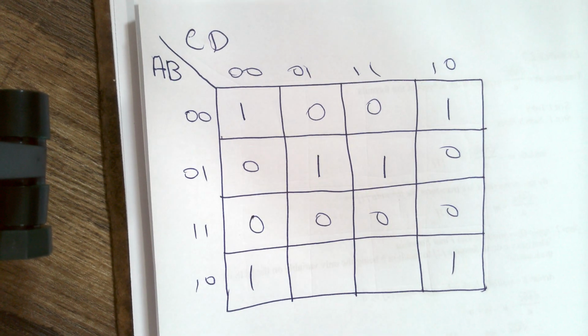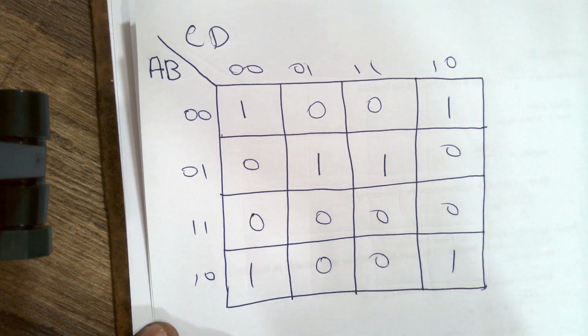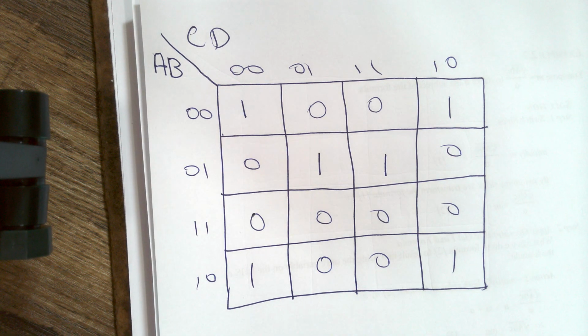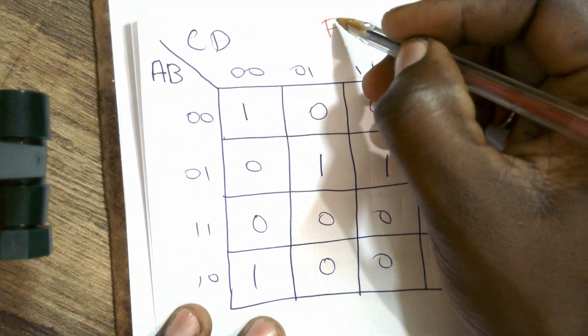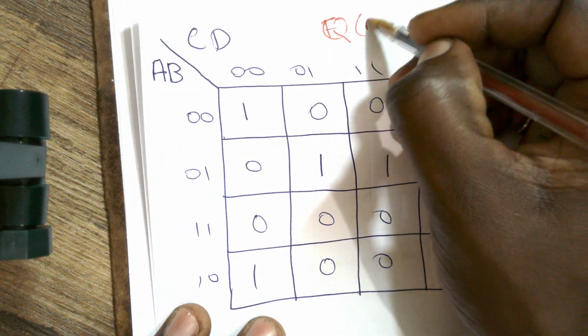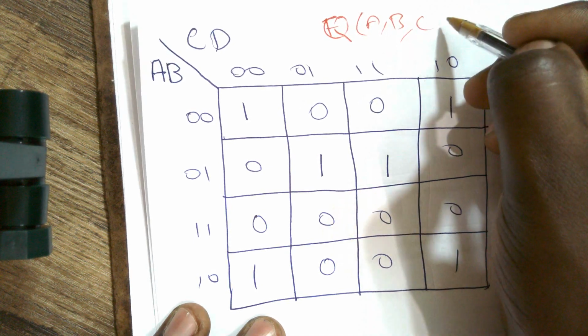Okay, so we're going to do one more, and I'm going to make sure this is a tricky one. So let's go ahead with that. We're required to find the minimum sum of product expression. I left out a couple of zeros, let's put that in. Minimum sum of product expression for the output, let's use another output Q, A, B, C, D.